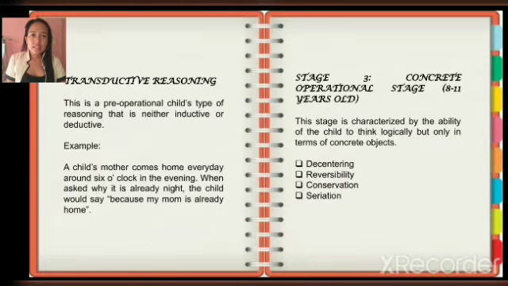And then, last, the transductive reasoning. This is a pre-operational child's type of reasoning that is neither inductive nor deductive. For example, a child's mother comes home every day around 6 o'clock in the evening. When asked why it is already night, the child would say, because my mom is already home.